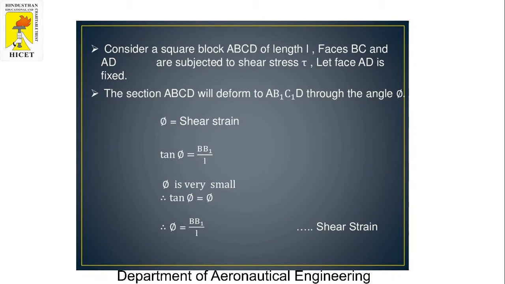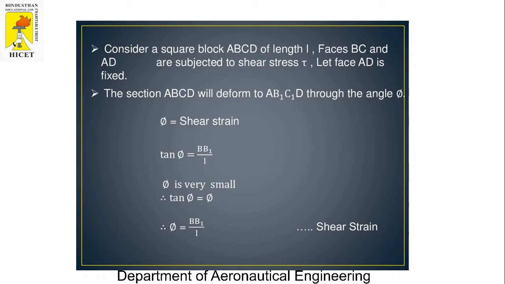Consider a square block ABCD of length L. Faces BC and AD are subjected to shear stress tau. Let the face AD be fixed. The section ABCD will deform to AB1C1D through the angle phi, where phi is the shear strain.